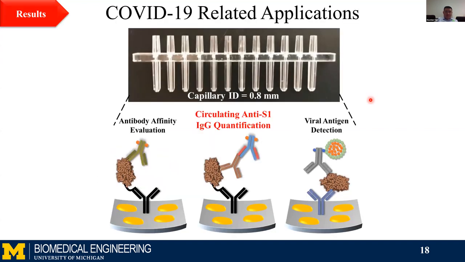With this system, we can now use it to perform COVID-19 related applications. In this specific task, we have 3 aims. First is finding a good calibrator antibody. Second is to quantify the anti-S1 IgG in the convalescent serum. Third is to detect the viral antigen, only as a demonstration of concept.